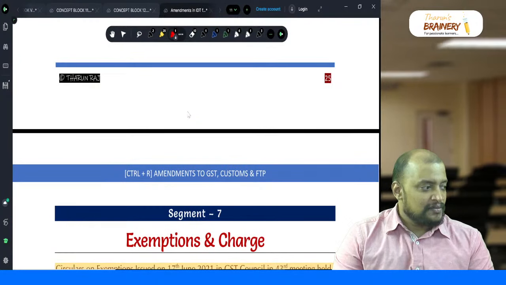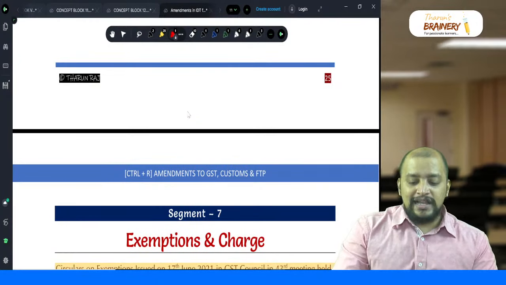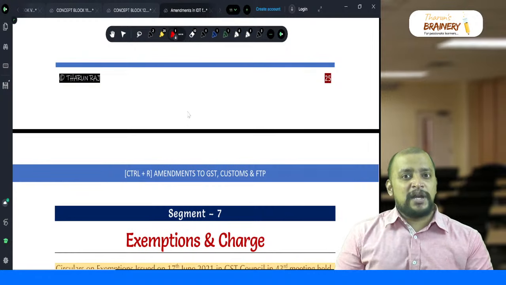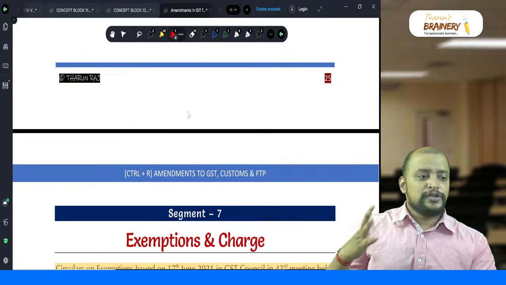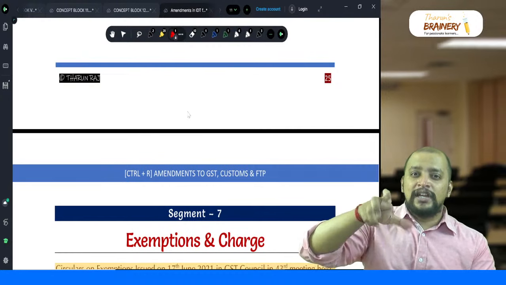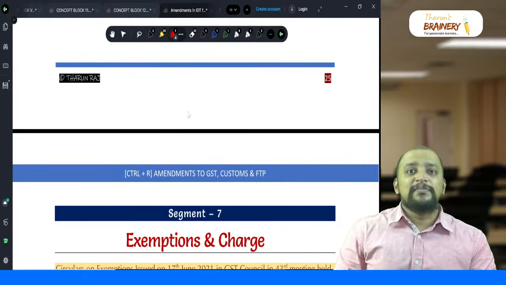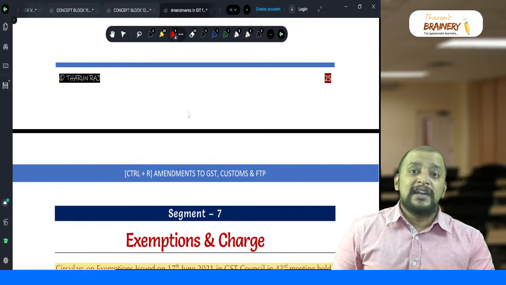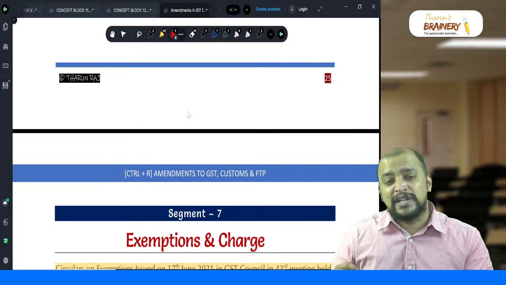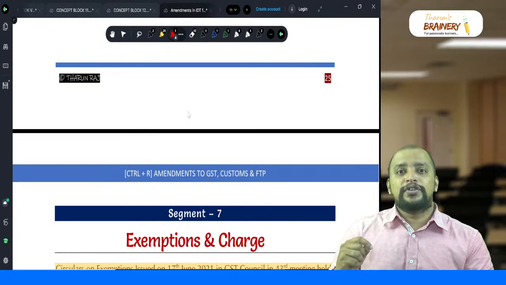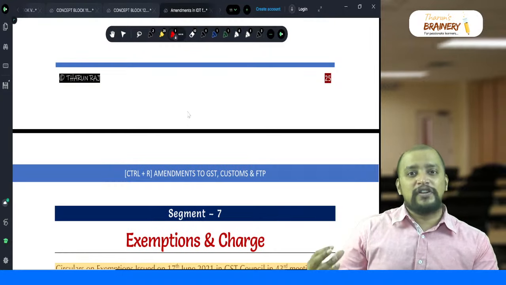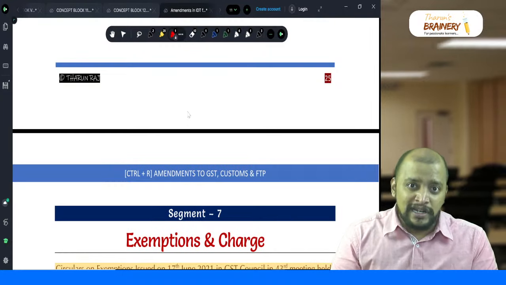Then we'll take a break and thereafter we will continue with exemptions related amendments in detail. I know that I'm going a little slow, but mainly because many students have attended the December 21 attempt and May 21 attempt and all. So they requested me to explain in detail so that it will be useful for them. That's why I am doing it.